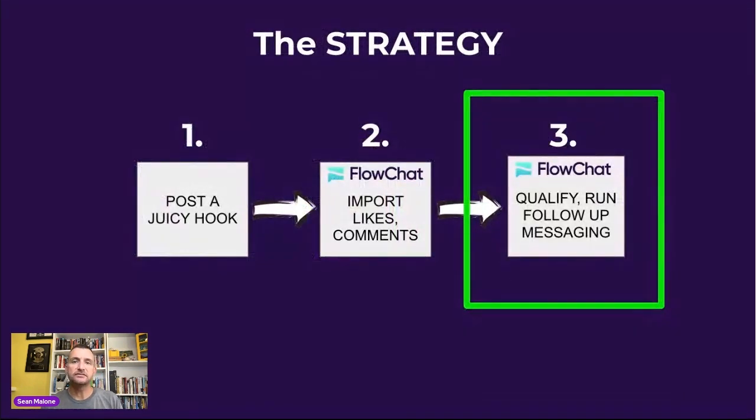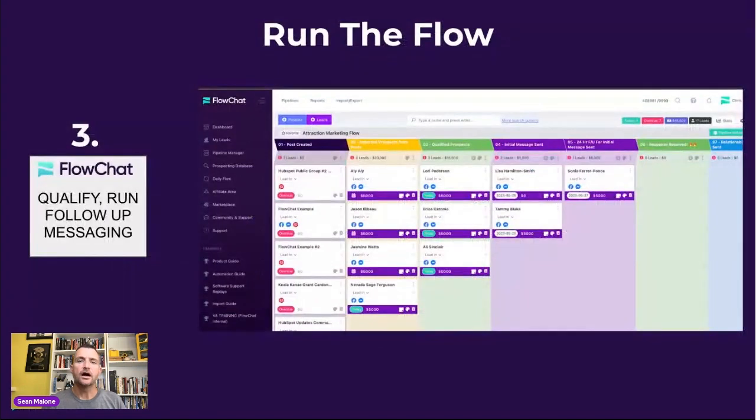And then the last piece of this messaging system is qualifying, running the follow-up messaging and closing the deal, right? So once they're in the pipeline, in terms of FlowChat, it makes it much more simple than any other system that's out there. It's a one-click, goes right into their inbox. It copies the message you want to send to them right to your clipboard, and then you can hit paste and send and slide a card. It's that simple to send messaging.